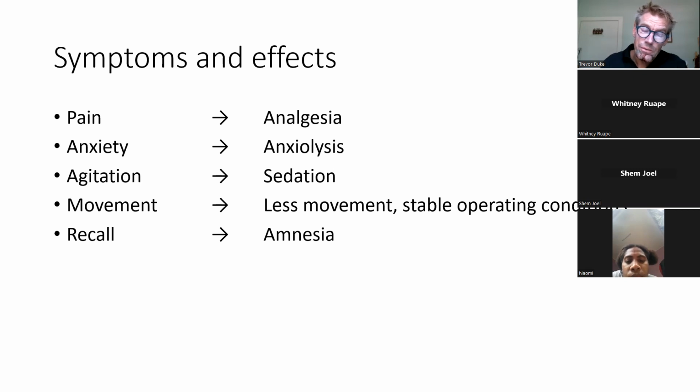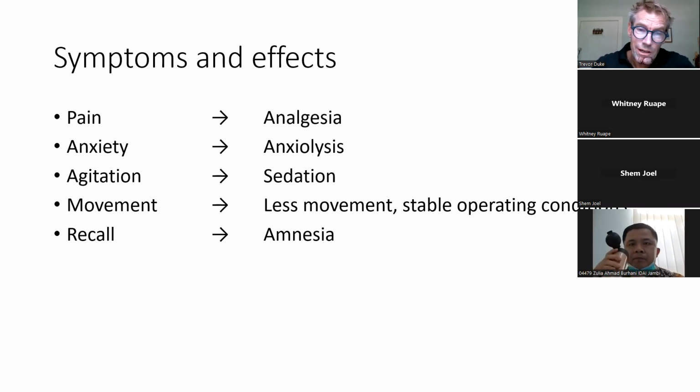Okay. There are lots of different symptoms though, and it depends what you're trying to achieve. If you're trying to achieve analgesia because the child's got pain, then you use different medications. If another symptom is anxiety, so many children will have procedural anxiety, and then they need anxiolysis. They don't need analgesia. So it depends what symptom you're trying to relieve as to the type of medications or type of intervention you do. If the child's very agitated, they need sedation. If they need to stay still, if they're moving a lot, then you need less movement, so you've got stable operating conditions, so the child lies still for the CT scan or whatever.